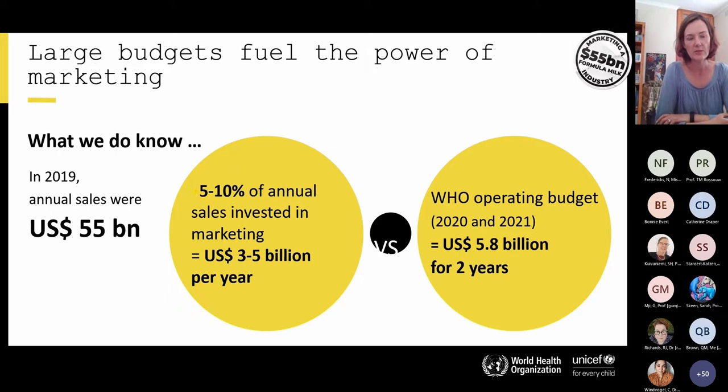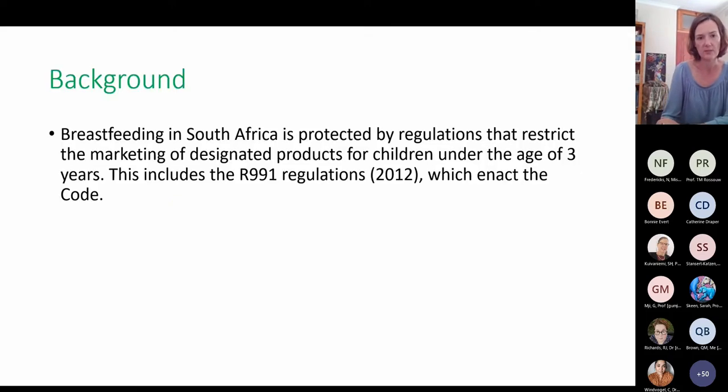So in 2019, annual sales of formula milk products were estimated to be around $55 billion US. And companies invest around 5 to 10% of these annual sales in marketing, and this amounts to around $3 to $5 billion per year. To put this in perspective, the operating budget of the WHO for a 2-year period was around 5.8 billion. So this is similar to the amount that formula milk companies spend annually on marketing. And so this enormous budget gives these industries huge power and sustained influence.